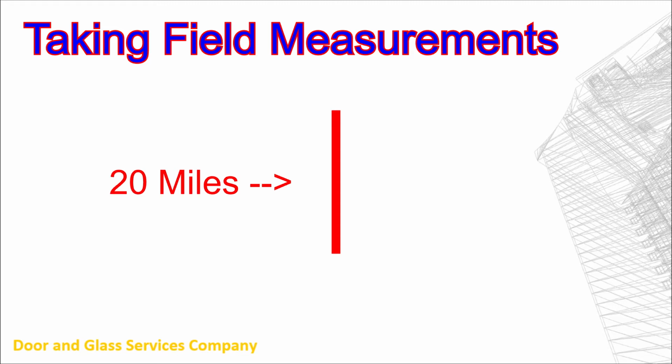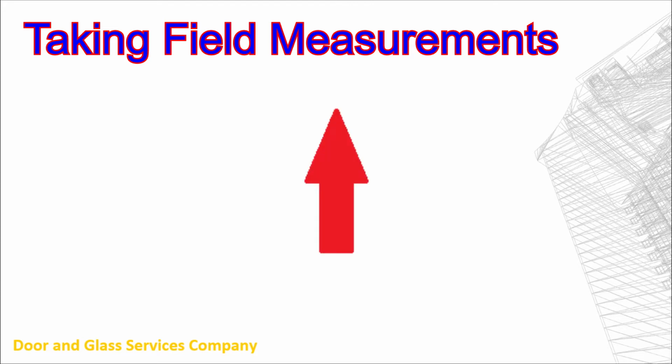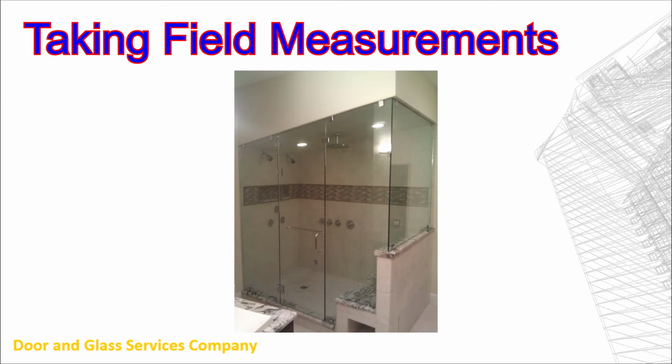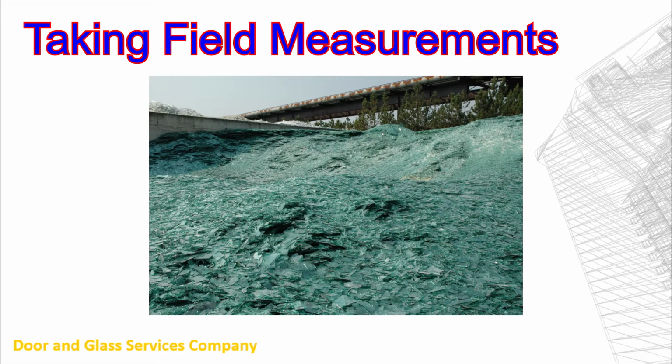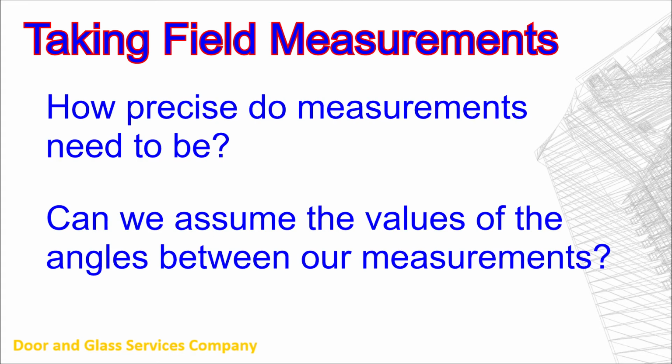For example, 20 miles is a scalar value. 20 miles north is a vector value. 20 miles north and 20 miles south, there's a big difference. There can also be a big difference when 1/8 of an inch means a piece of glass fits or doesn't fit. The type of work that we're doing and the level of precision that it requires have a lot to do with determining how and which measurements are taken.